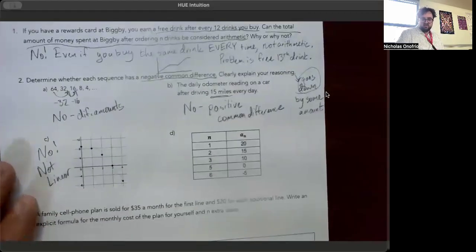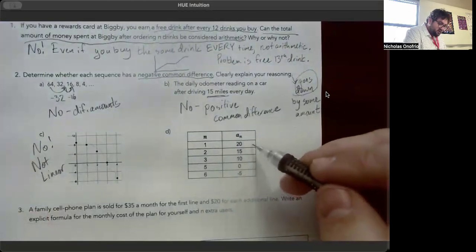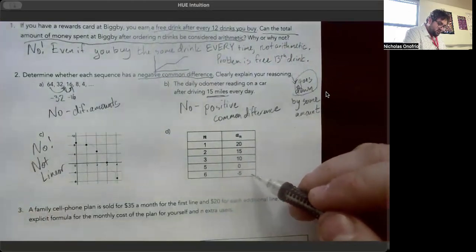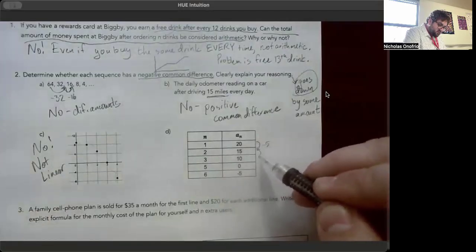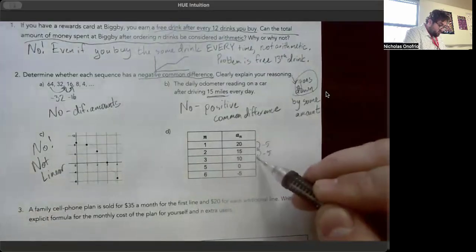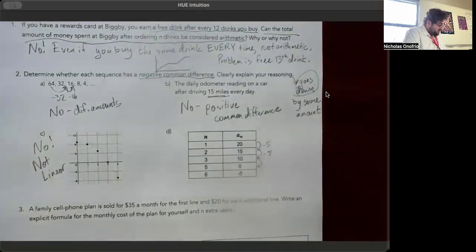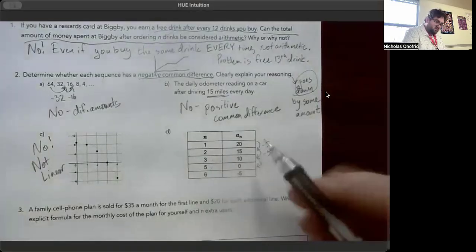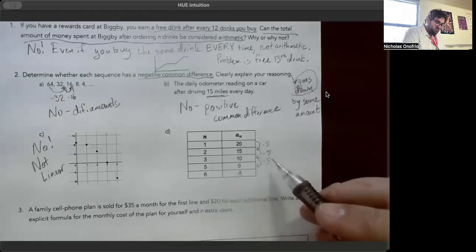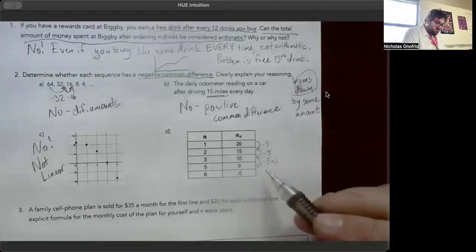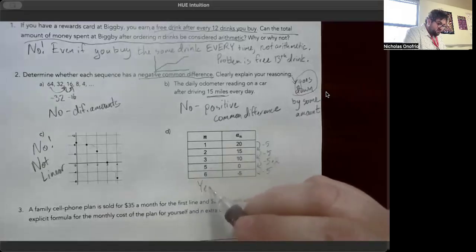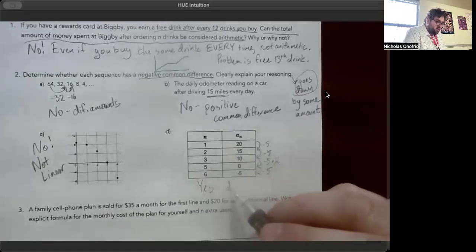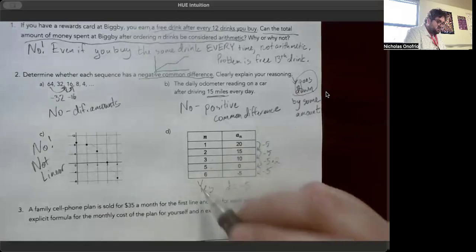Last but not least, let's look at problem D. As we go through, we are going down. We go down by 5. Down by 5. Oh, we go down by 10 here, but it's okay because see how we jump 2 months? It's like we jump down -5 2 times, -5. So our only one that's a yes is problem D. Our common difference is -5.